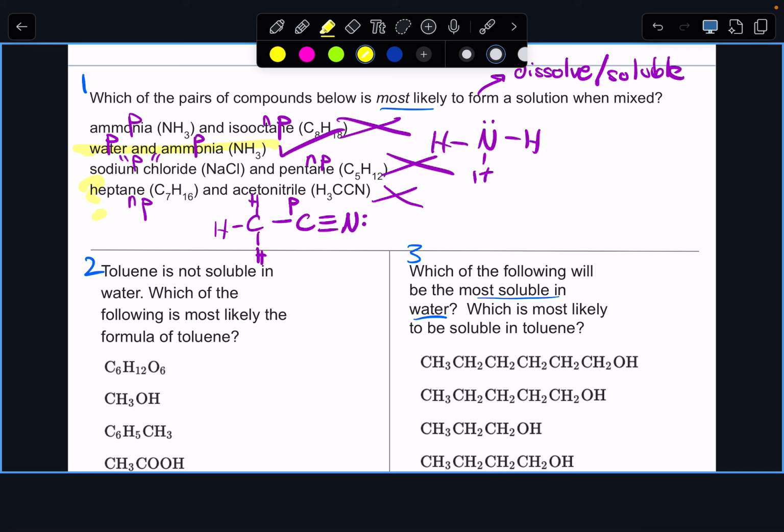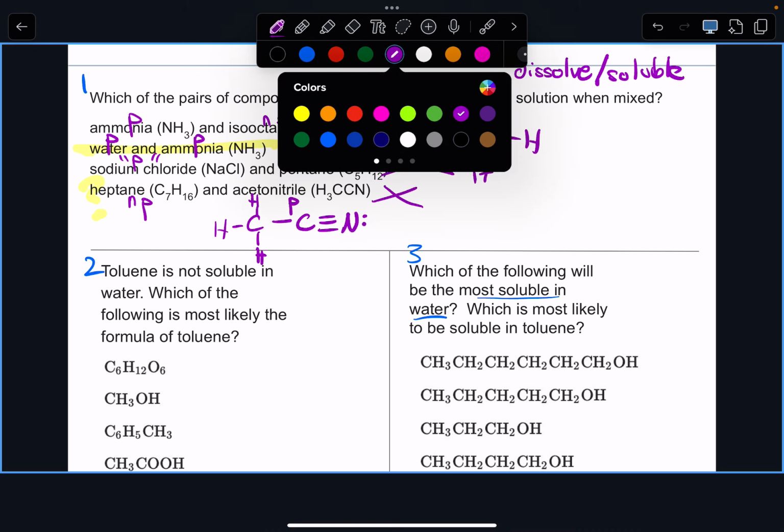All right, toluene is not soluble in water. So what do we know about toluene if we say it's not soluble in water? Is it polar or nonpolar?